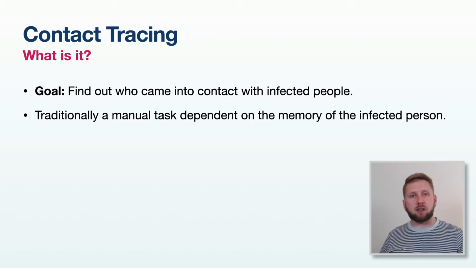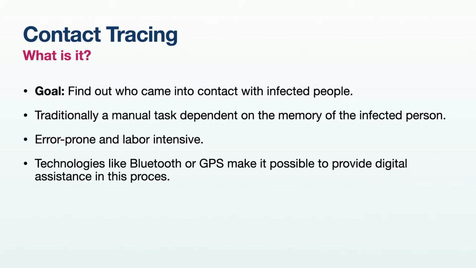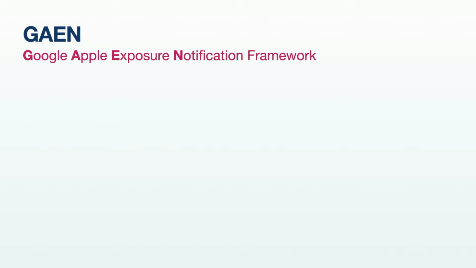Of course, this is quite error prone because it depends on the person remembering all the places he went to. And it's also quite labor intensive on the behalf of the health authorities doing this contact tracing. But now there are technologies like Bluetooth or GPS which make it possible to assist in this process with digital means.